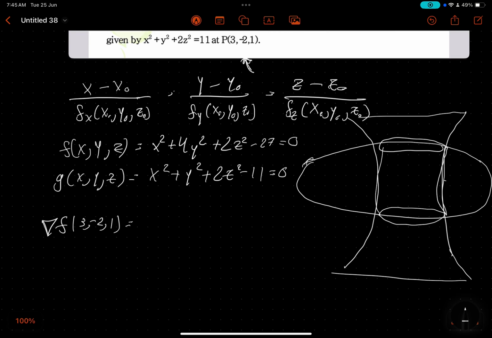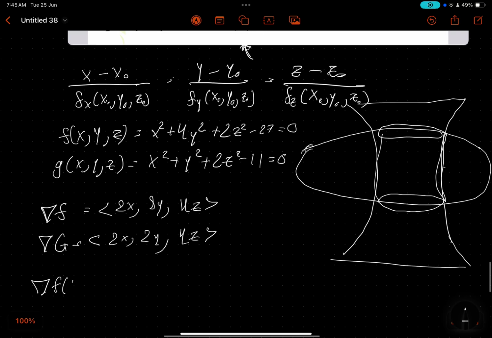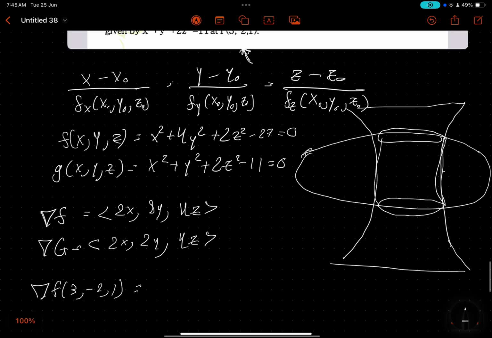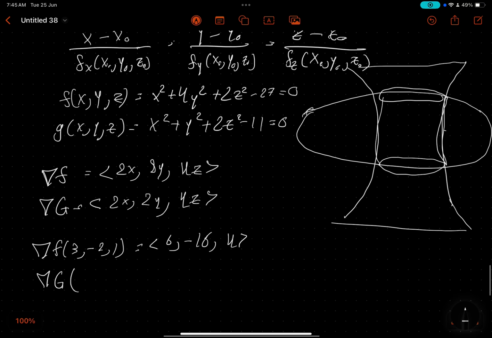First, let's find the regular gradient. The regular gradient for f is 2x, 8y, 4z, and for g we have 2x, 2y, 2z. Evaluating at the given point (3, minus 2, 1) gives us (6, minus 16, 4) for f, and (6, minus 4, 2) for g.